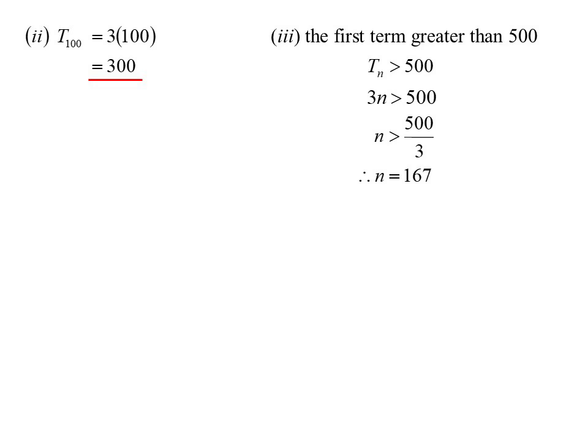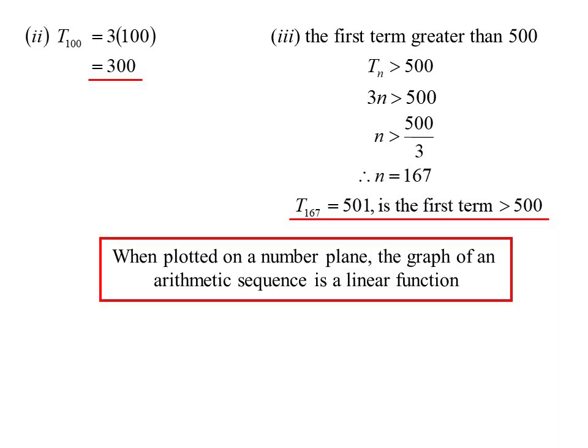So how do you write the answer to that? Do you say, oh, it's the 167th term, because they said, what's the first term? Or do you say, oh, it's 501, because that is the 167th term? Well, an easy way to solve that is to say both. So it's term 167, which is 501. That's the first one bigger than 500. If you were to plot on the number plane, you would find a linear function. To plot every solution, like n versus term n, you would get a straight line.